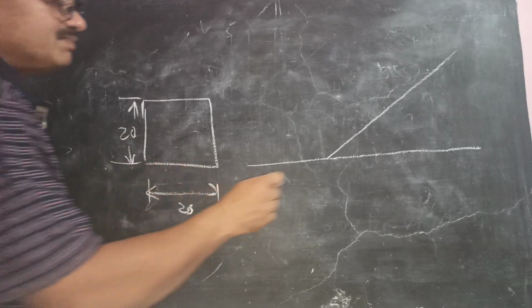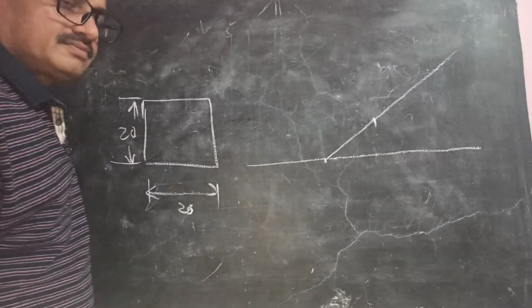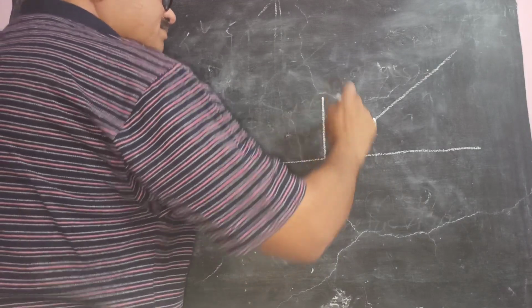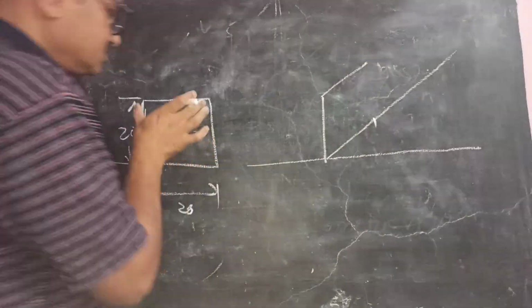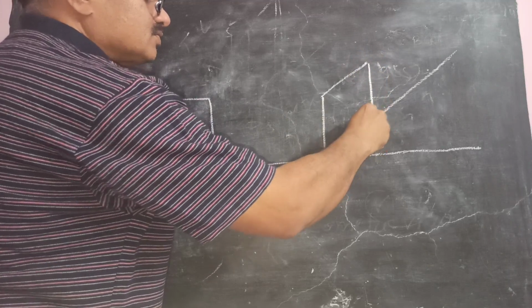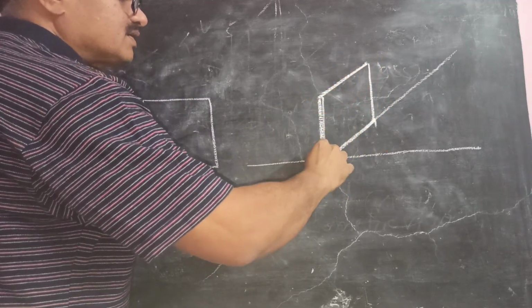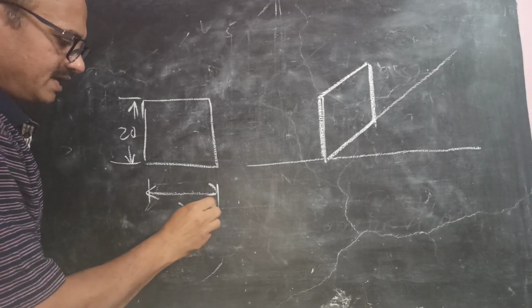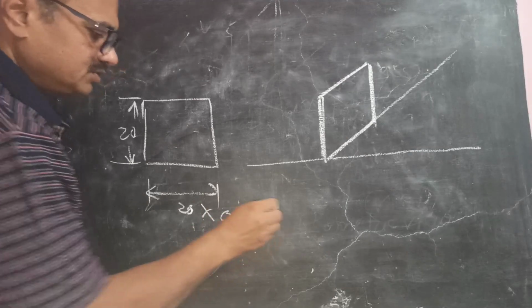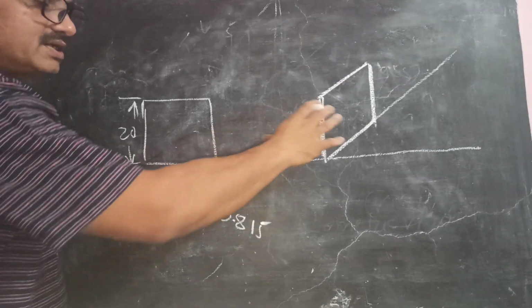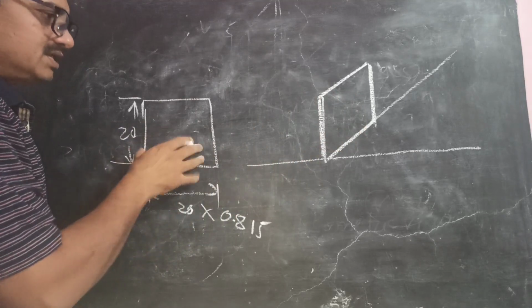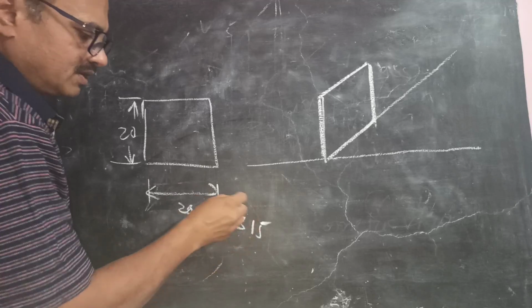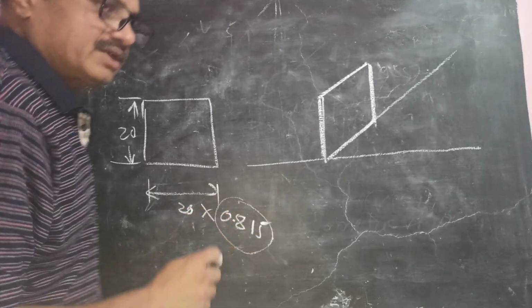If it is a view, then mark this 20 here as the length. Get the height as 20 here. Draw a line parallel to this, again for 20, and complete this. So this will be your isometric view of this square. If it is a projection, then you will have to multiply this 20 by 0.815. So it will be reduced, and the square you draw in projection will be smaller than this, because here in the view we have taken the actual size. In projection we will be reducing it, multiplying it by 0.815.